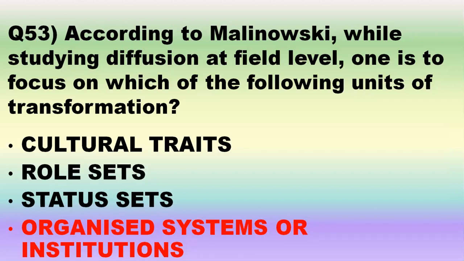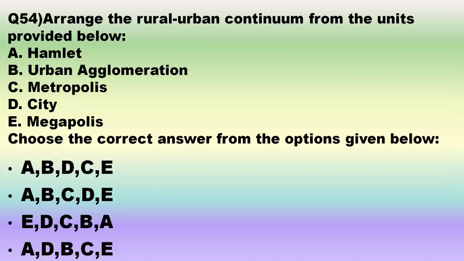Then you have to arrange rural-urban continuum from the units provided below. Let's match this one. First, we will start with hamlet. Then we have urban agglomeration. After that, we have city, right? After the city, we'll have metropolis, and finally the biggest one, which is megapolis.